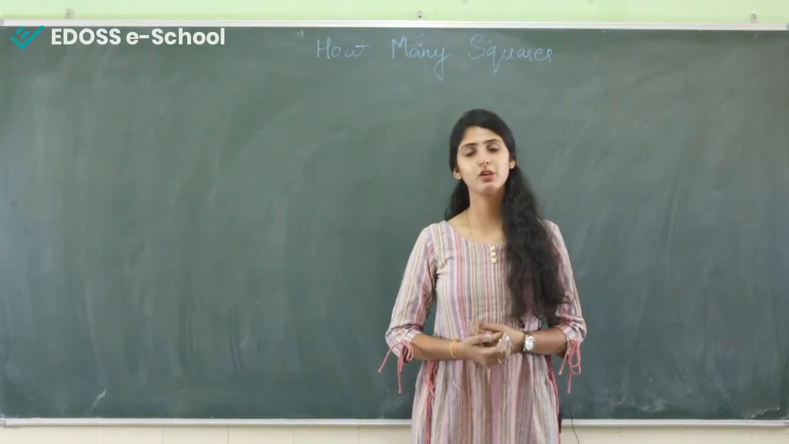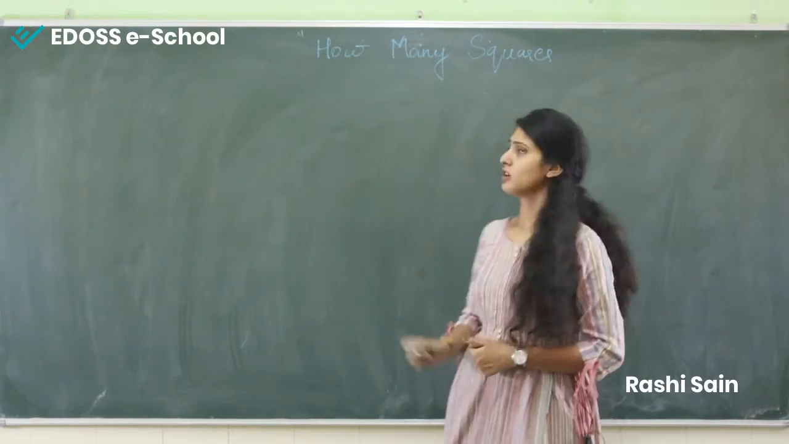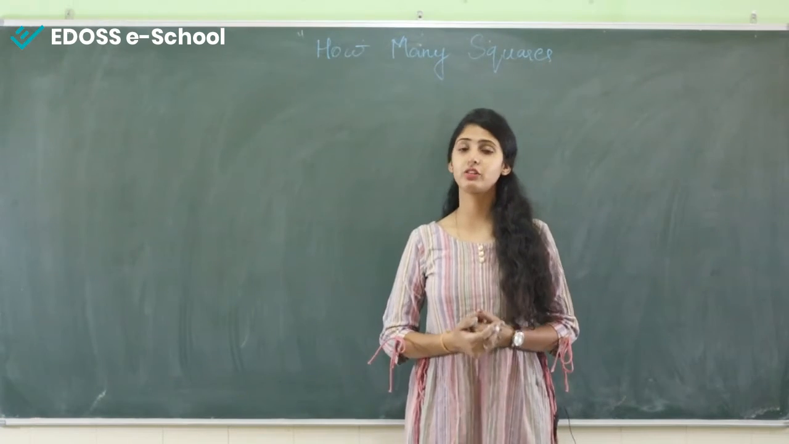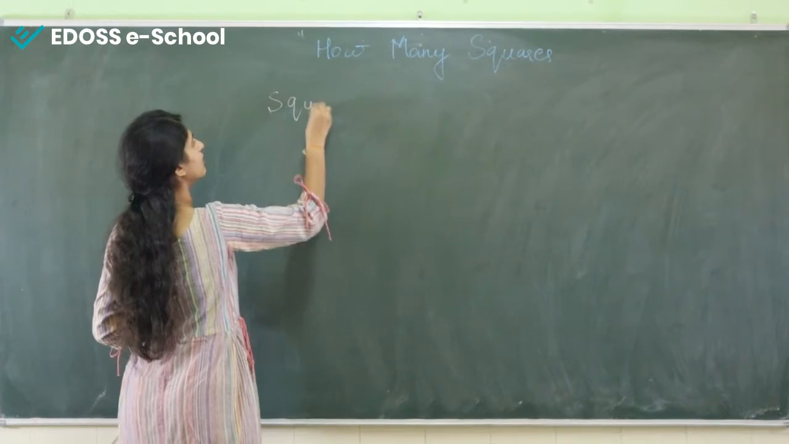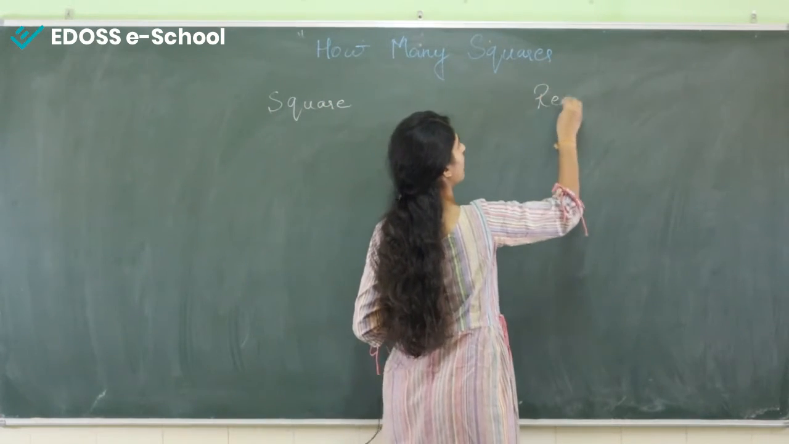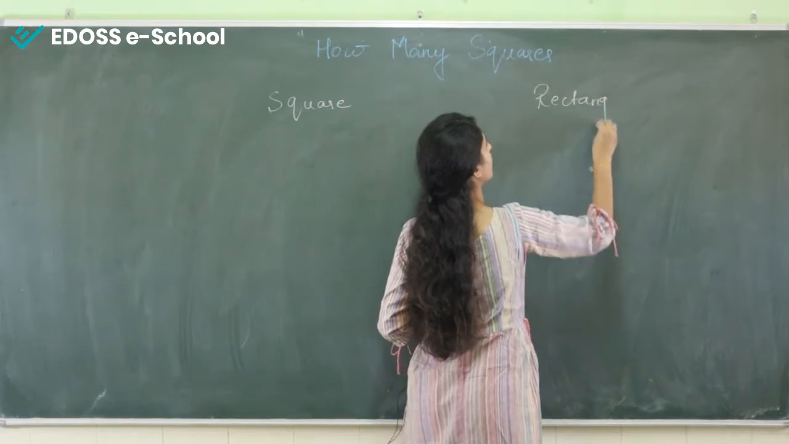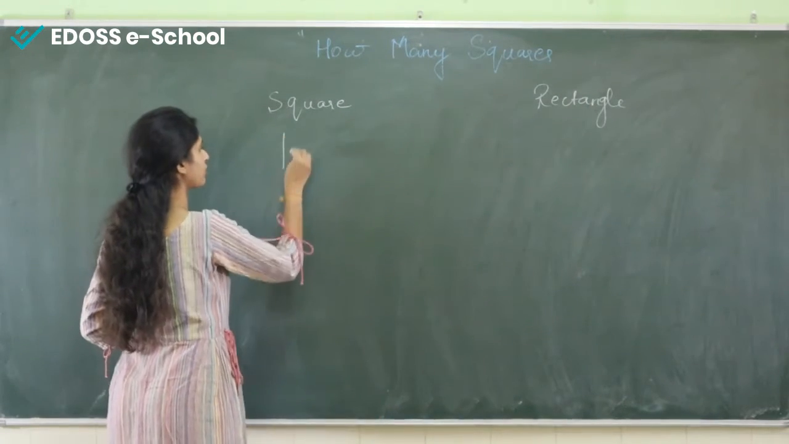Students, today we'll start a new chapter of class 5, that is how many squares. So students, you must be familiar with two words, that is square and rectangle. So what is the shape of square?